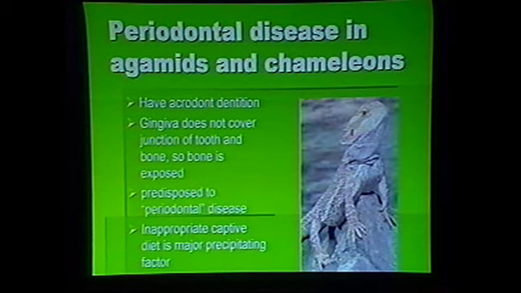Periodontal disease is occasionally seen in agamids and chameleons, which have acrodont dentition. Acrodont dentition implies that the gingiva does not cover the junction of the tooth and bone, so that the bone is exposed. These animals are predisposed to so-called periodontal disease. An inappropriate captive diet seems to be a major precipitating factor in the development of periodontal disease.